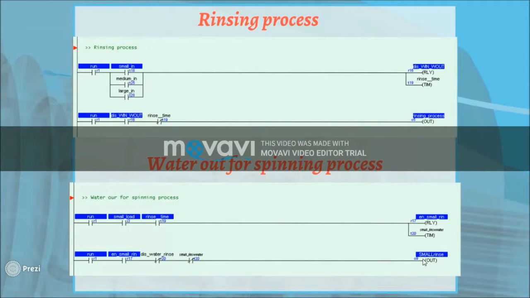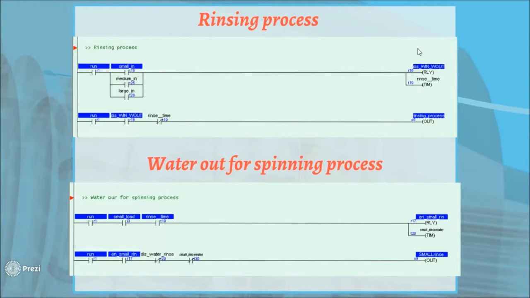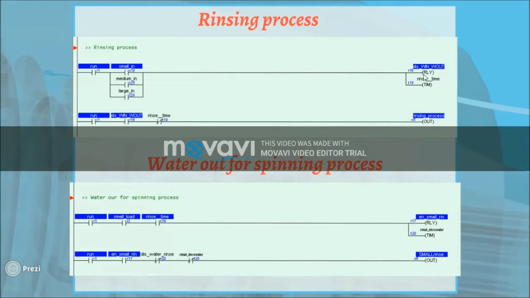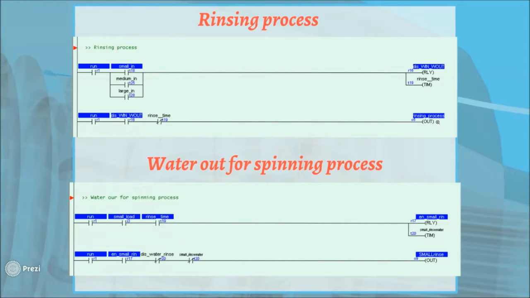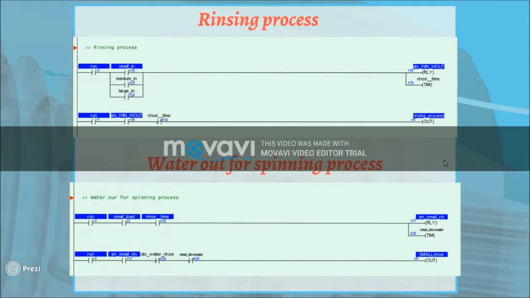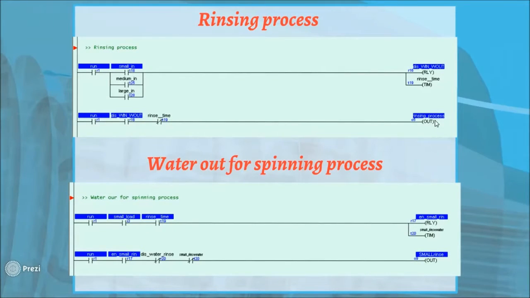Next, we proceed with rinsing process part. The activation of small in timer will trigger the disable water in water out relay that is connected in parallel to the rinse time. The activation of disable water in water out relay triggers the activation of rinsing process. Disable water in water out refers to the disable water in and water out function that stops both flowing of water into and out of the washing machine when the rinsing process is activated. The activation of disable water in water out triggers the rinsing process that lasts for 100 seconds, which is the time set in rinse time.